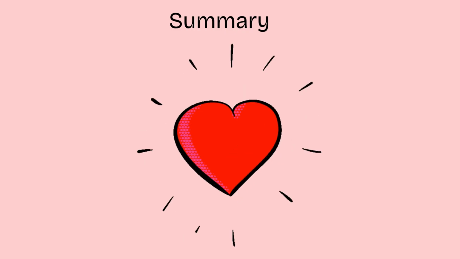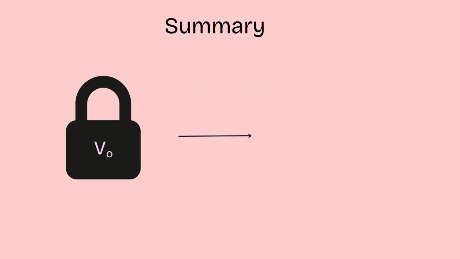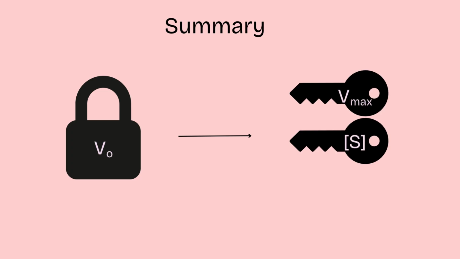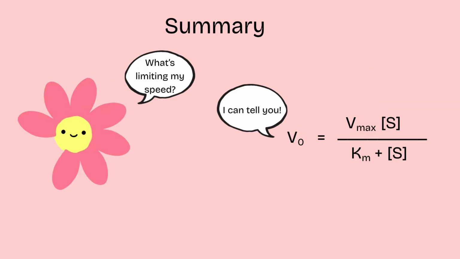In summary, the Michaelis-Menten equation is like the heartbeat of enzyme kinetics. It links the initial velocity of enzyme-catalyzed reactions with three key factors, these being maximum velocity, substrate concentration, and the Michaelis constant. This equation helps us understand how fast enzymes can work and what limits their speed.